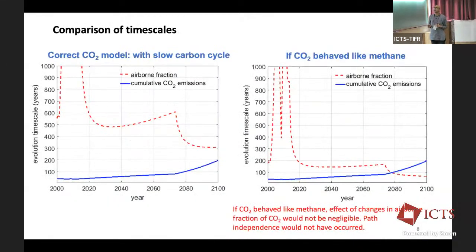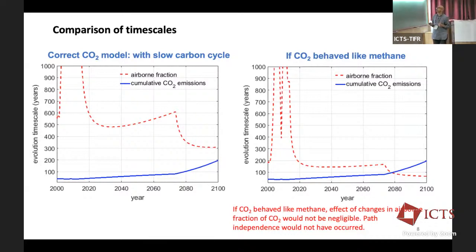Let's quantify this. We're computing those linearized timescales, right? But these are functions of time. So at each instant, the airborne fraction timescale is how long it would take for the airborne fraction to decrease by a factor of e if it were constant from that point on, and correspondingly for cumulative emissions, except with cumulative emissions, we're talking about the increase in cumulative emissions. And you see that with a correct carbon dioxide model, the airborne fraction timescale is an order of magnitude longer. And correspondingly, the airborne fraction evolution is an order of magnitude slower.